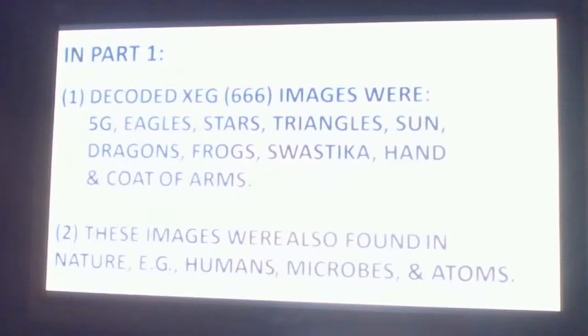In part 1, we decoded the following images: 5G, eagles, stars, triangles, sun, dragons, frogs, swastika, hand, and coat of arms. And also, these images were found in nature. Example in human beings, in microbes and atoms. So we have SEG on humans and everything on this universe, like I showed in part 1.